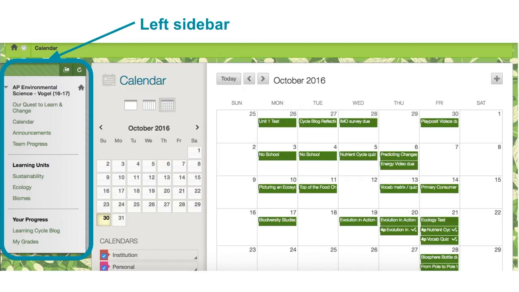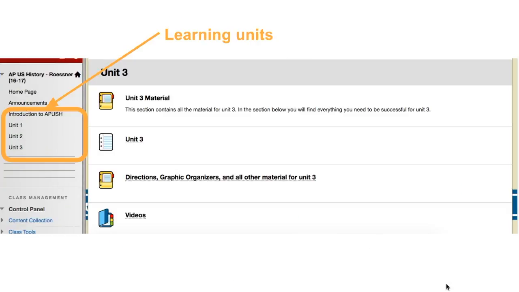For my environmental science course site, I organized by our units of study. Patty Rosner also designed her AP US History course site by units and even updates her course entry point to the current unit of study for her students. So when they log into the AP US History course site, they enter at Unit 3 because this is what they're studying right now.